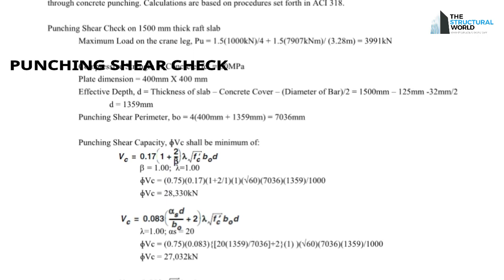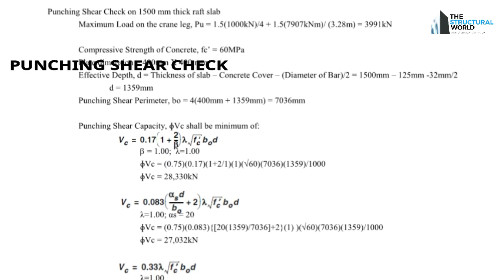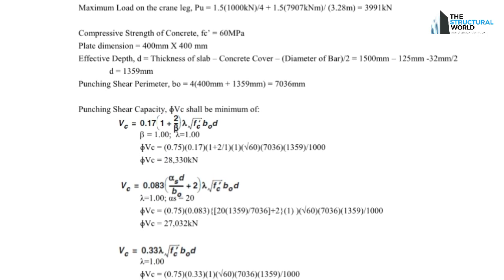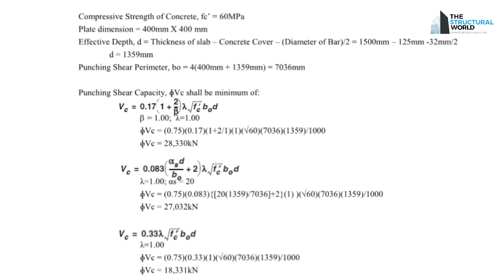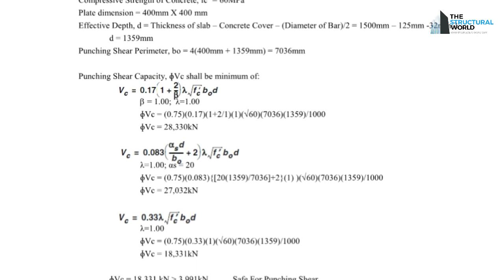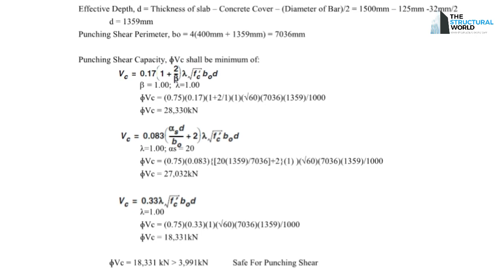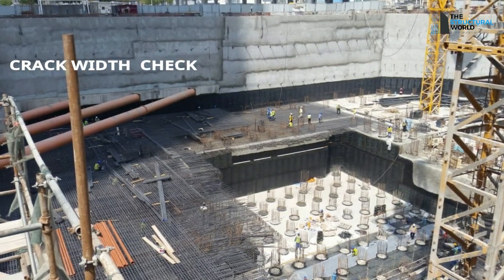Punching shear check. The compression force from the anchor developed caused by the vertical load should also be checked and designed according to punching as specified by the code. The thickness of the foundation should be sufficient to resist punching stress.